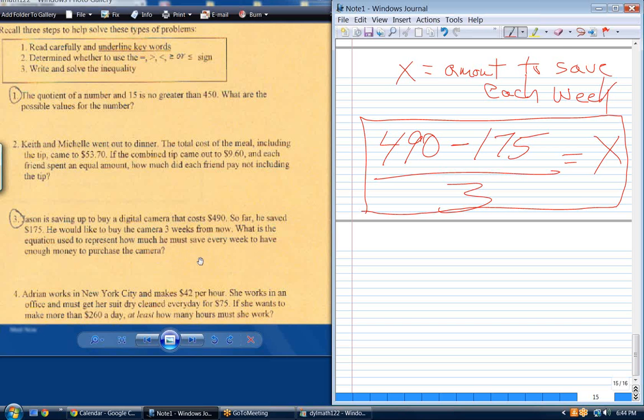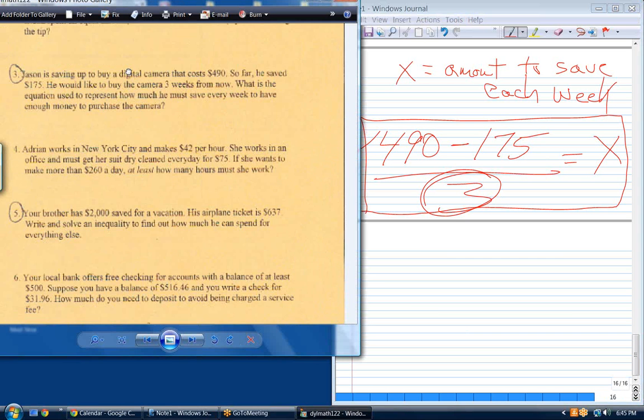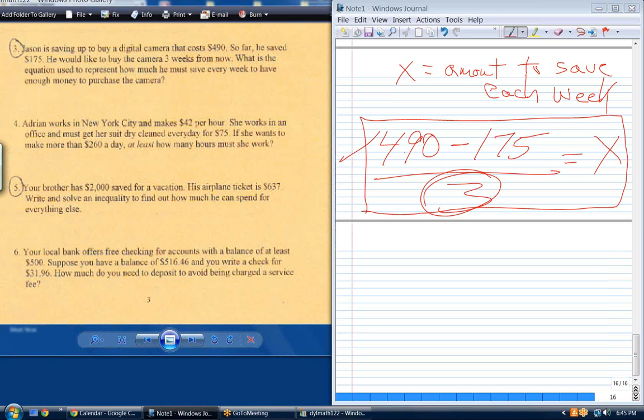Usually you want to let X be whatever they're asking for. And in this case here, they want to know how much he has to save each week. So if I let X be the amount he has to save each week, then it's pretty easy to formulate the equation. Because the numerator is how much he still has to save, and the denominator is how many weeks he has to do it. So this equation comes very fluidly when you have defined X properly. Which means the key to a lot of word problems isn't just defining your variable, it's defining it correctly. Okay. Makes sense.